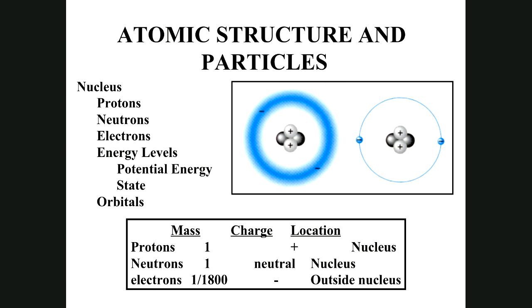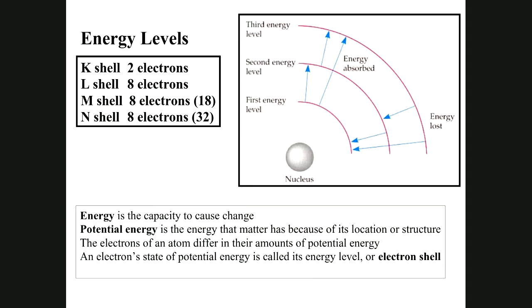So 3 basic parts: protons, electrons, and neutrons. Protons and neutrons in the nucleus, electrons in shells or orbitals that circle around the nucleus. Now, this picture here is to show the shells or levels that we'll be looking at for our explanation of bonds and where the electrons and atoms are found.